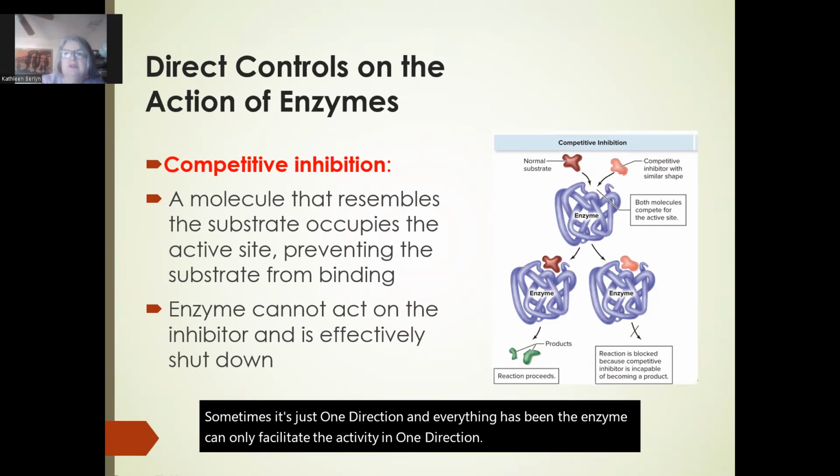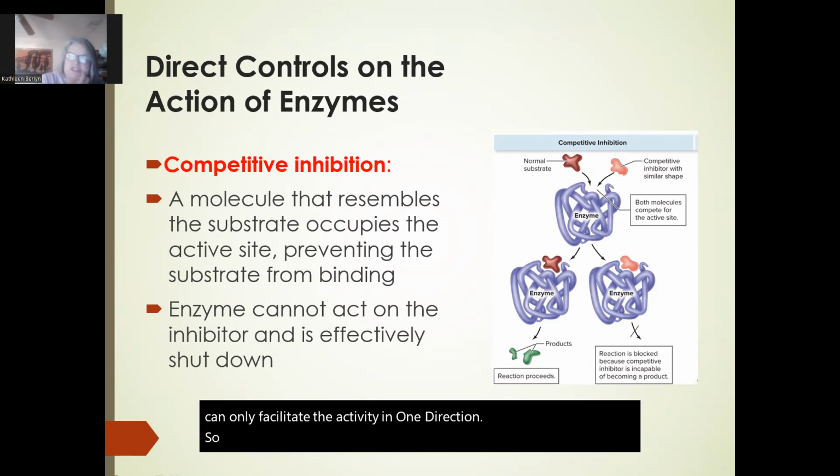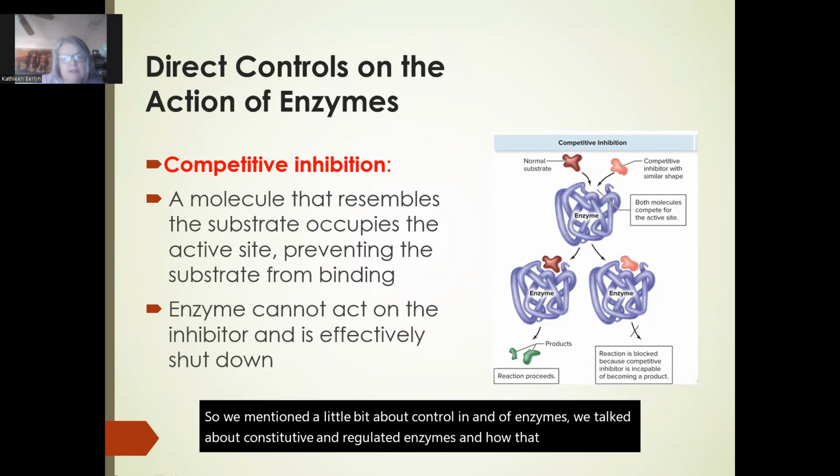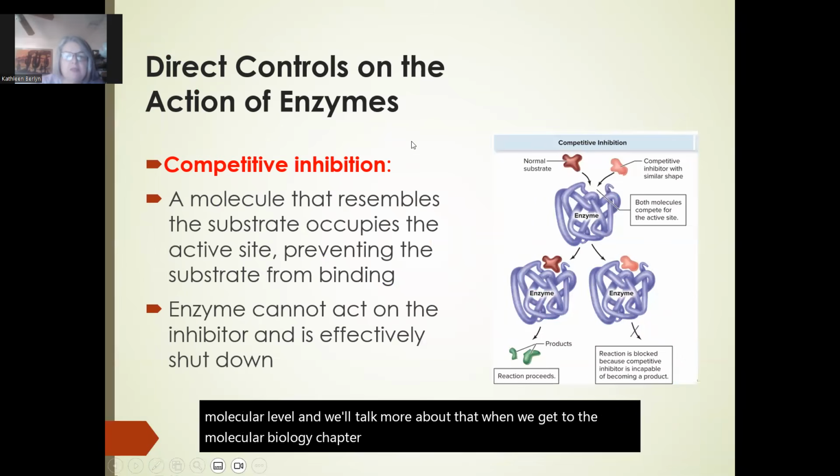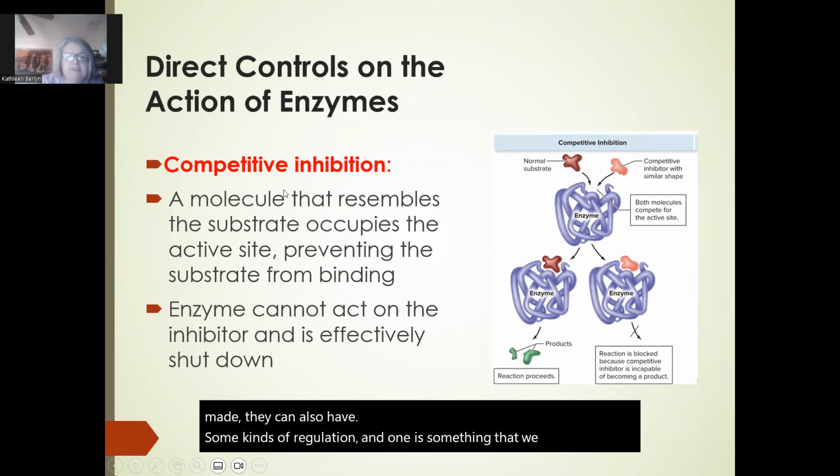So we mentioned a little bit about control of enzymes. We talked about constitutive and regulated enzymes and how that is at the molecular level, and we'll talk more about that when we get to the molecular biology chapter. But when the enzymes have already been made, they can also have some kinds of regulation. One is what we call competitive inhibition.